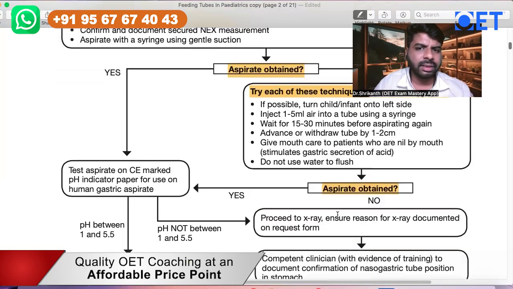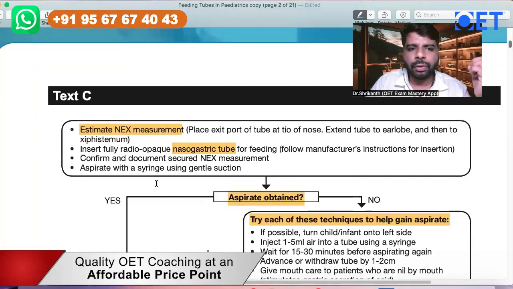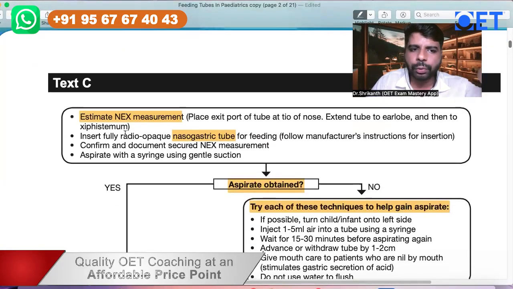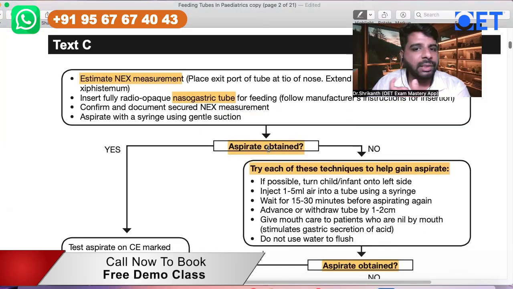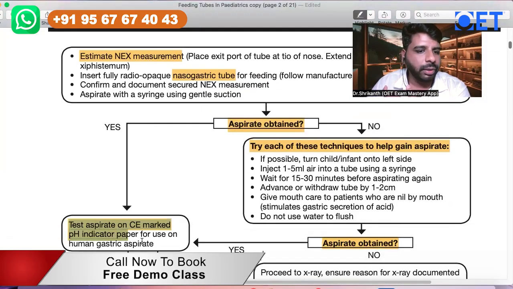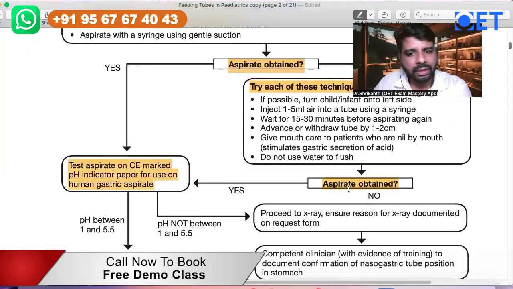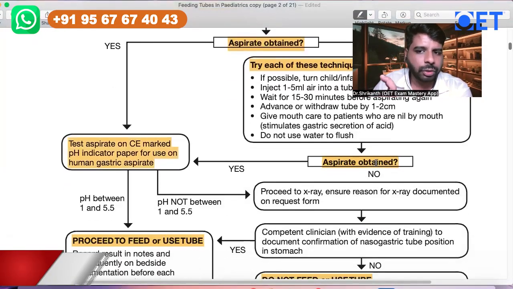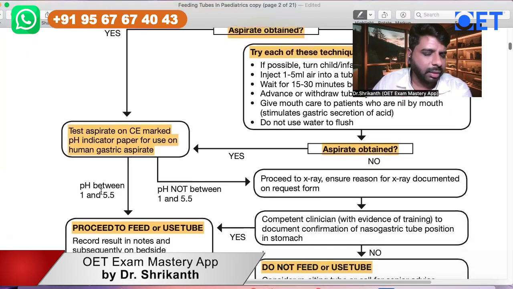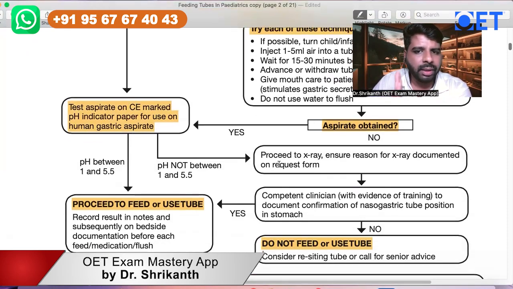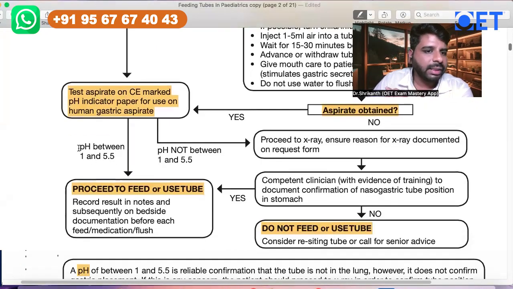Let's understand this question over here. First and foremost, we have to do something and find out if aspirate is obtained. If aspirate is obtained, then we need to do this. If aspirate is not obtained, we need to do all these things, and then once again check if aspirate is obtained or not. If aspirate is obtained, then they have to do something about pH, and this is mentioned over here. Now see, if then pH is between 1 and 5.5.